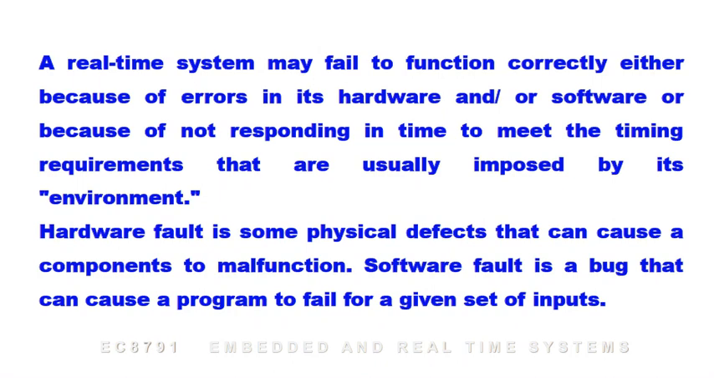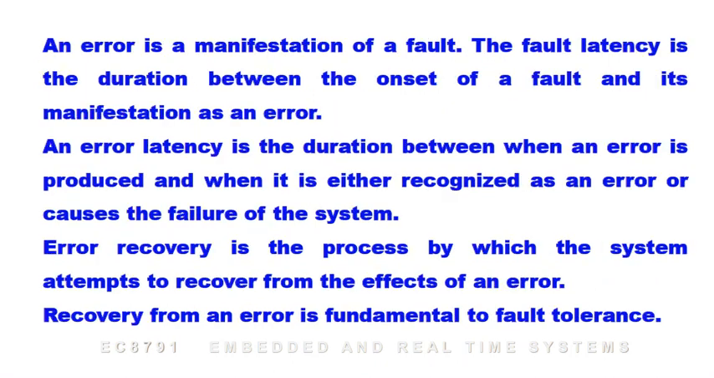Hardware fault is some physical defects that can cause a component to malfunction. Software fault is a bug that can cause a program to fail for a given set of inputs. An error is a manifestation of a fault. The fault latency is the duration between the onset of a fault and its manifestation as an error. An error latency is a duration between when an error is produced and when it is either recognized as an error or causes the failure of the system.